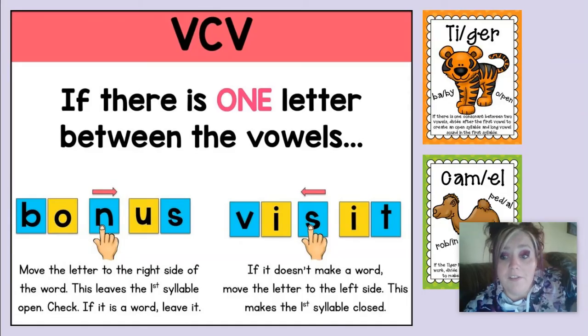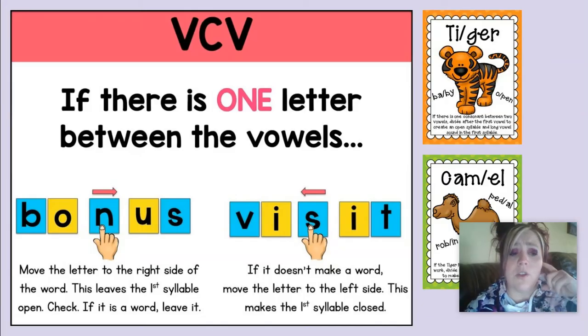So you're finding your vowels and then you find the letter between, and this is where we have to decide open or closed. So you're going to move your letter between. So you have to figure out, there's these nice little anchor charts for you. Is it a tiger word or a camel word? Tiger is an open syllable word because it has that long vowel sound, ti-ger, and camel is closed, cam-el. So you're going to find your vowels and split between.